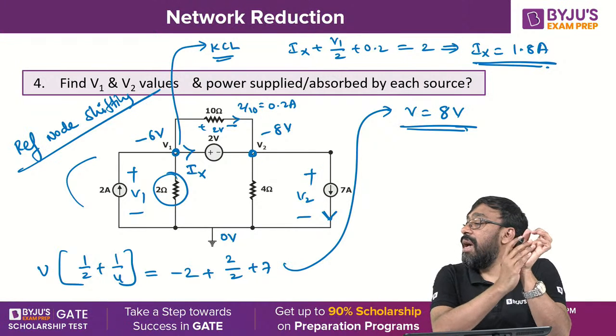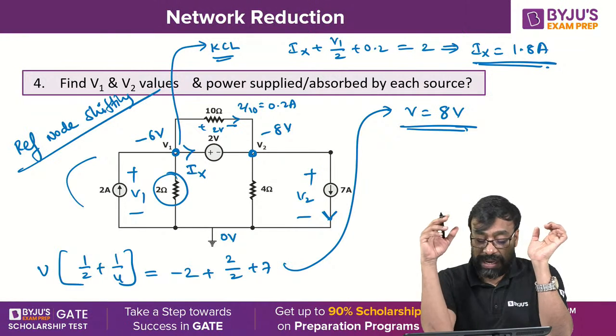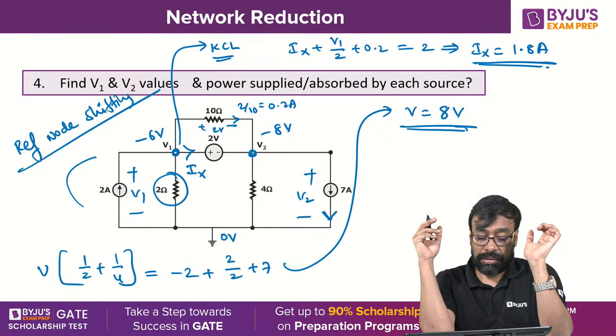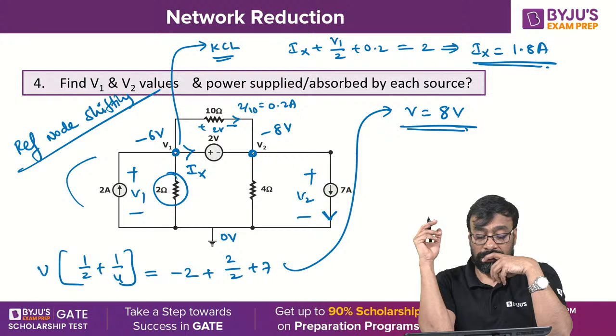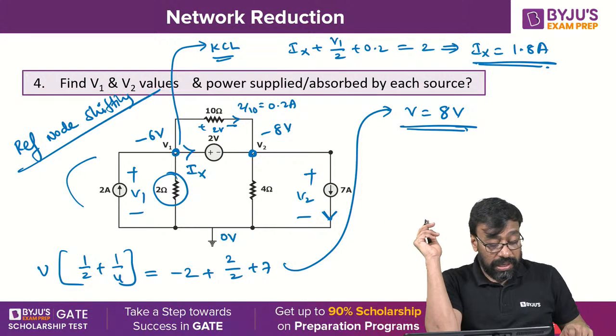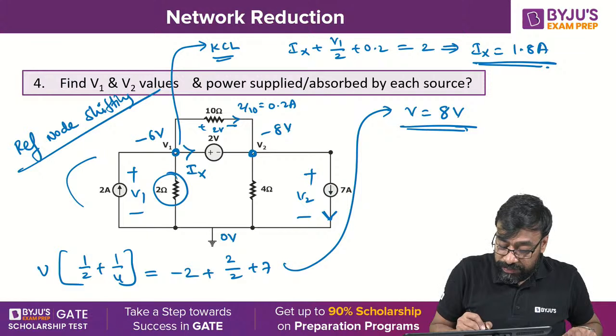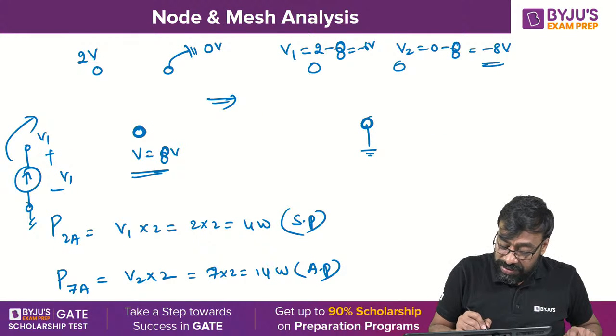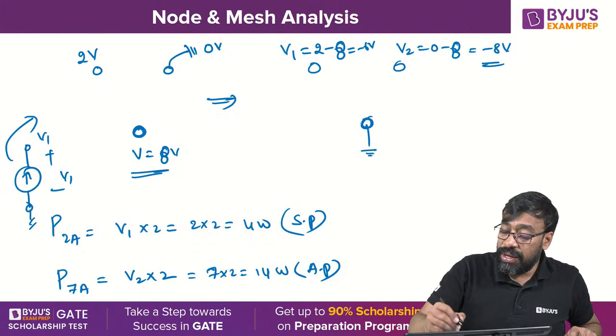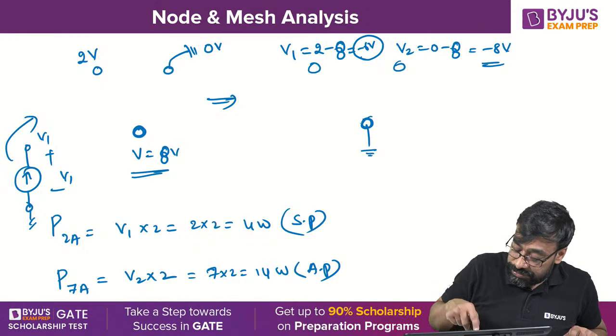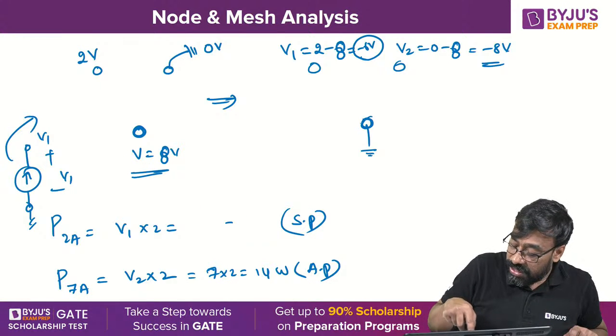Power absorbed by the 2 amperes current source is 2 into minus 6. You are right, Nana. It is not V1 into 2. V1 is how much actually? V1 is minus 6. You are correct, Nana. I did a mistake here.